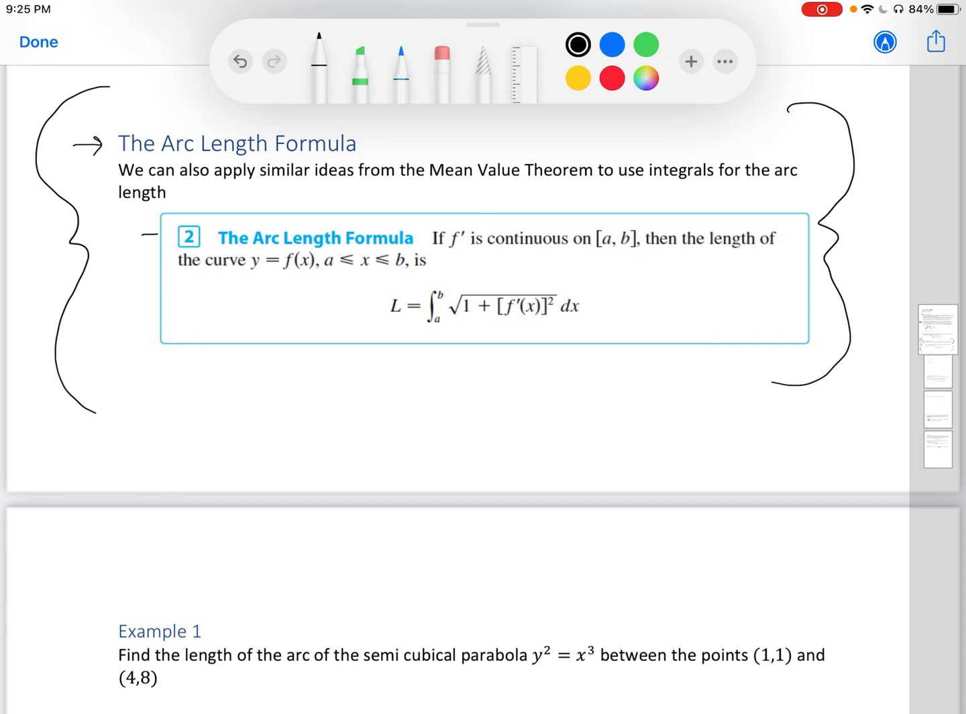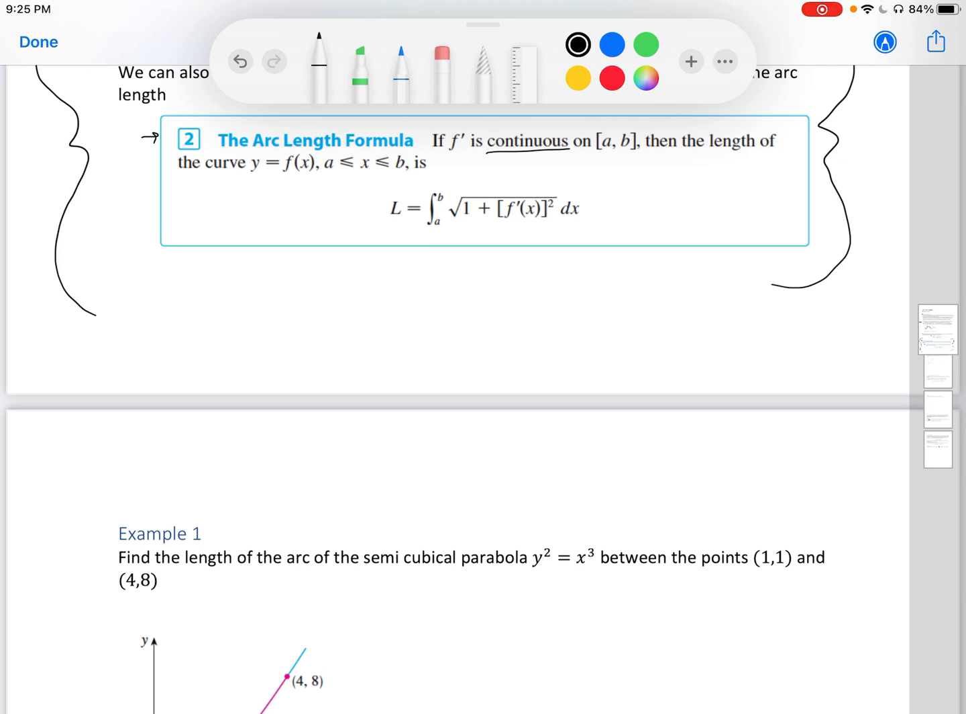The arc length formula reads, if f prime is continuous on the closed interval [a, b], then the length of the curve y equals f of x with the closed interval from a to b is L equals the integral from a to b of the square root of 1 plus f prime squared dx.